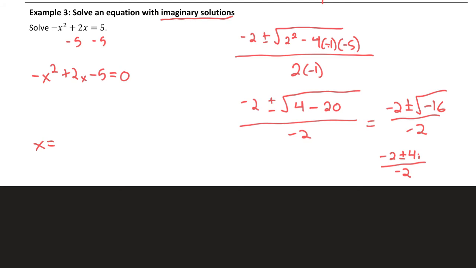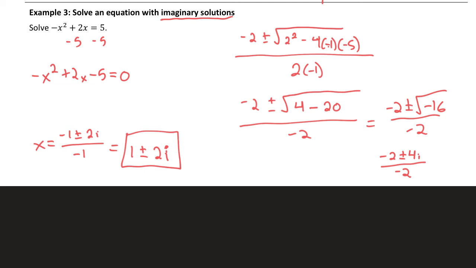So really, you could think of this as, and I'm going to simplify it further, negative 1 plus or minus 2i over negative 1, which, if I divide by a negative, this would be just 1 plus or minus 2i. And that would be my two solutions. 1 plus 2i, 1 minus 2i. If you left the plus or minus, that's okay.